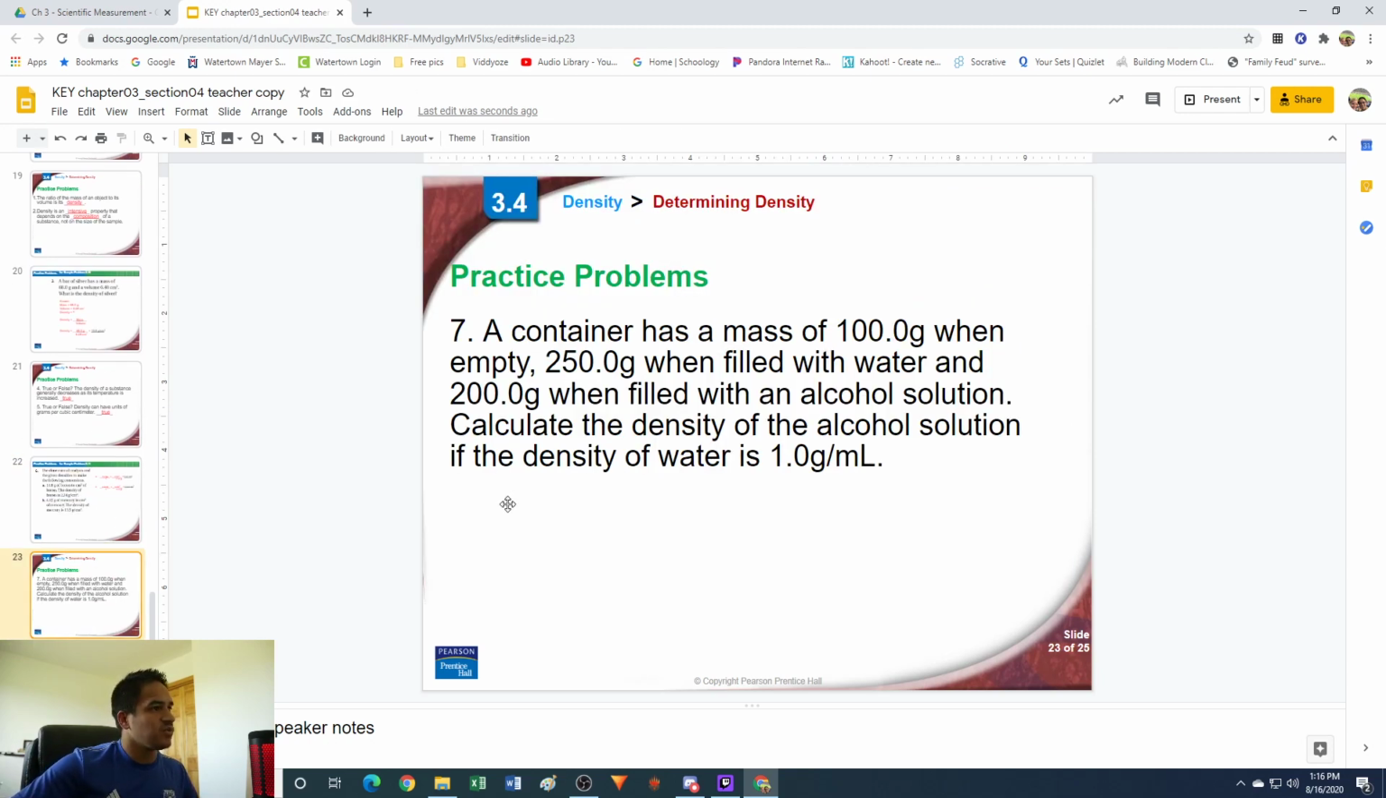All right, the last one here, number 7. A container has a mass of 100 grams when empty, 250 grams when filled with water, and 200 grams when filled with an alcohol solution.